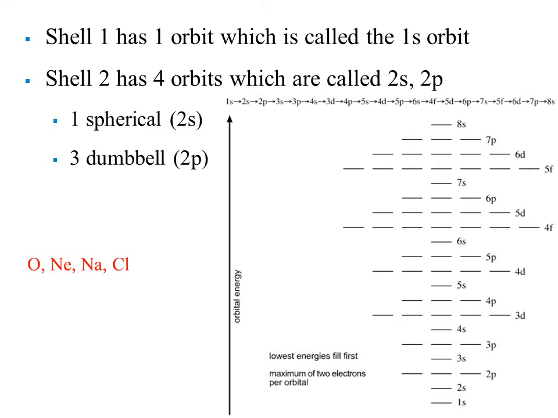Shell 1 has 1 orbit, and it is called 1s. It is a small spherical orbit. This is a space where the electrons spend 90% of their time. Shell 2 has 4 orbits. They are called 2s and 2p. The 2s is a spherical orbit also. 2p actually is composed of 3 dumbbells.